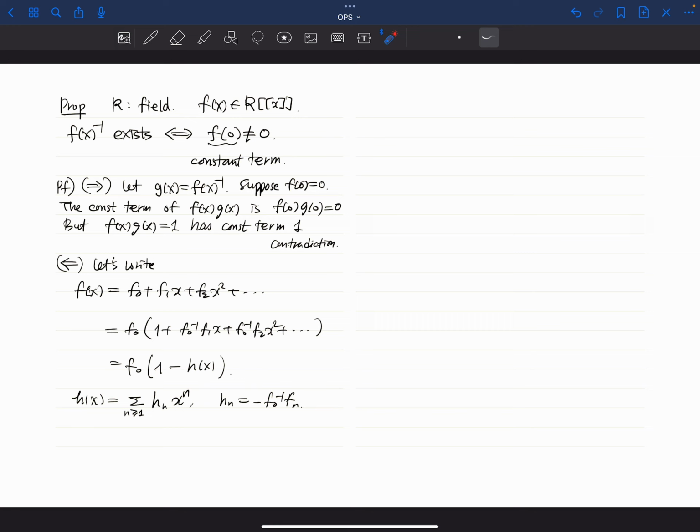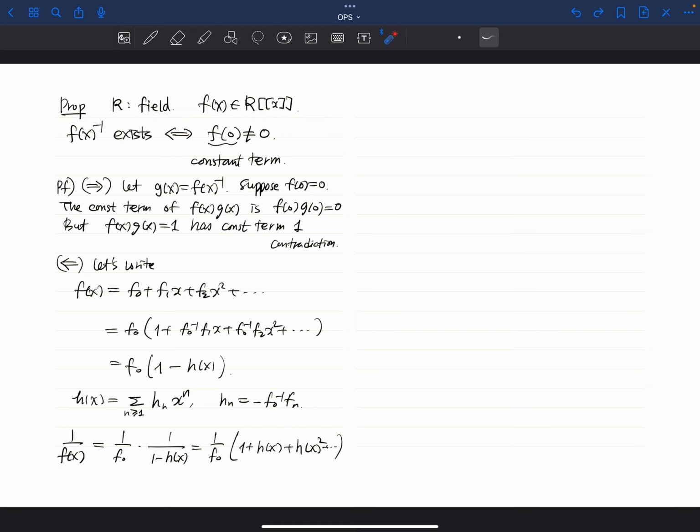Okay, once we write this, then we can construct the inverse of f. So we want to find the inverse, right? If you write it in this form, maybe I can separate these two things: 1 over f0, times 1 over 1 minus h(x). But this looks like a geometric series, so we can write it this way. This is a valid formal power series because h has a 0 constant term.